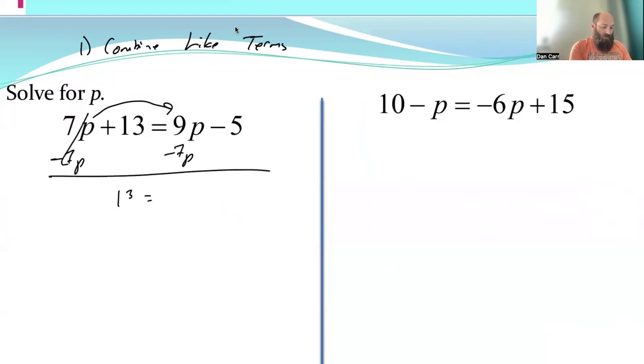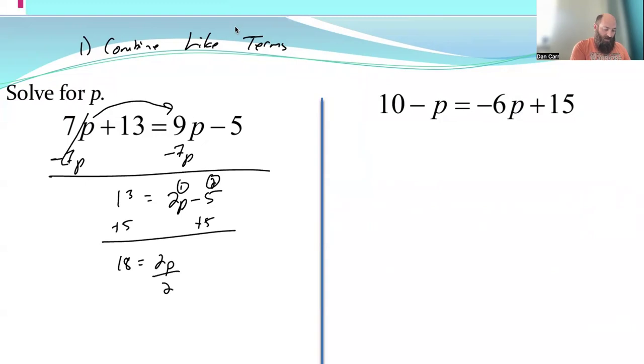So I have 13 is equal to 2p minus 5. From here, I like to look at it as what operations are happening to p. So it's being multiplied first and then subtracted second. So that means I'm going to go ahead and undo those operations. If I go multiplication followed by subtraction, I'm going to go addition followed by division to undo those steps. So addition like this to both sides, we get 18 is equal to 2p. And then I'm going to divide to get 9 equal to p.